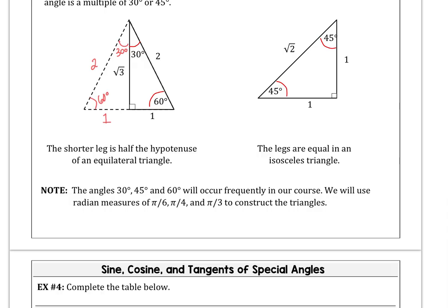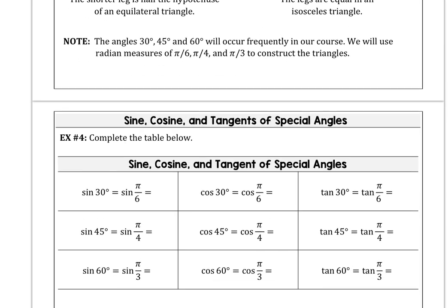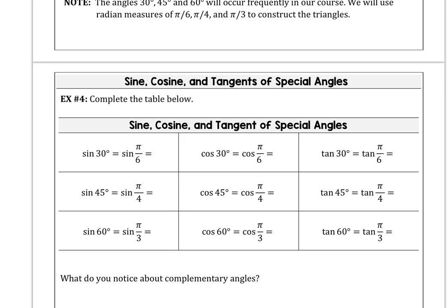For example 4, I want to complete the table using the two triangles. So the sine of 30 degrees will be equivalent to the sine of pi over 6 radian. So sine is opposite divided by hypotenuse. Cosine is adjacent over hypotenuse, and tangent is opposite over adjacent. Those are for the 30 degrees.